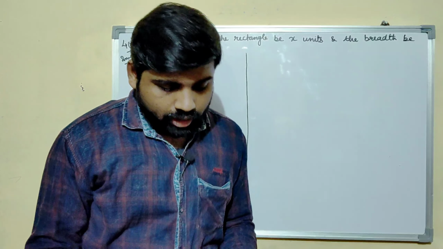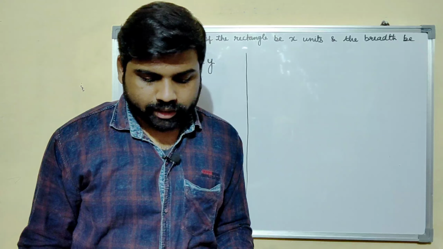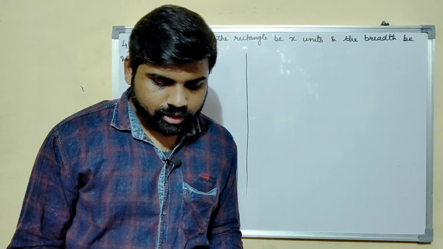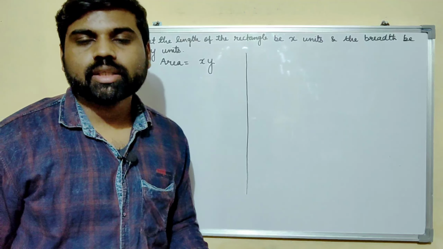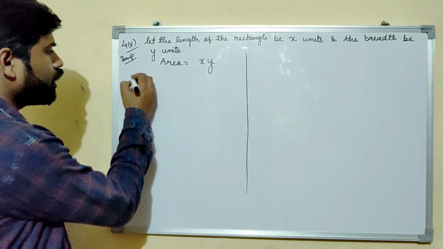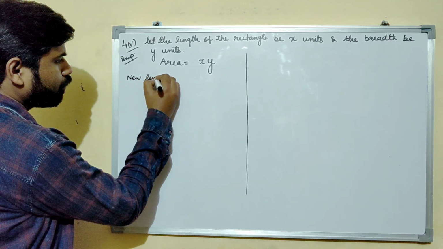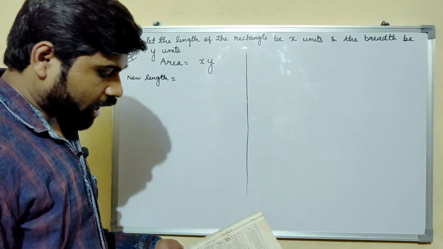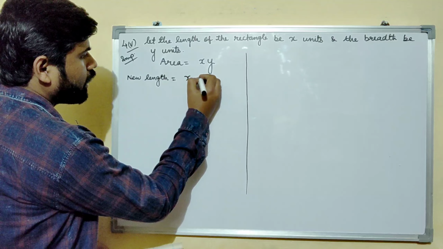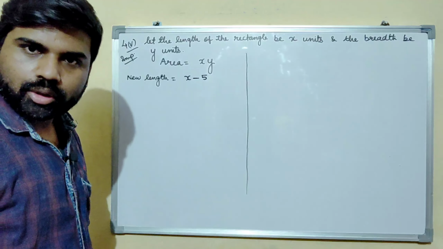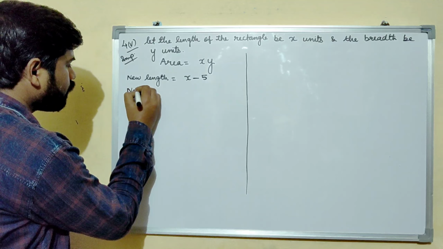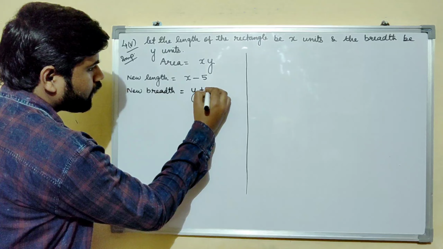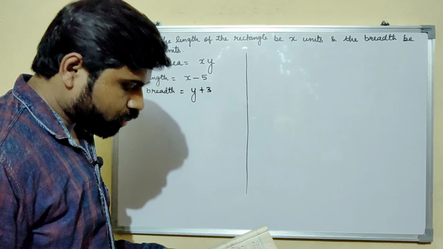Now they are saying that in the first part, the area of the rectangle gets reduced by 9 square units if the length is reduced by 5 units and the breadth is increased by 3 units. That means, what is the new length here? In the first situation, it is said 5 is reduced, right? That means x minus 5. This will be your new length. And the new breadth is y plus 3. Okay, this is your new breadth.